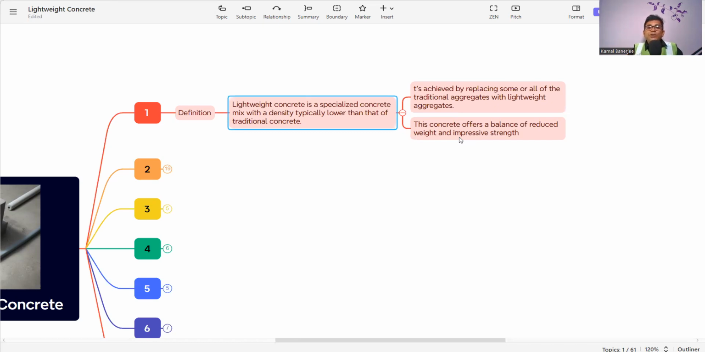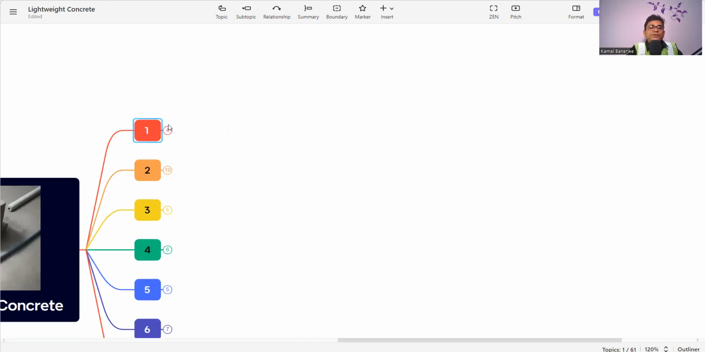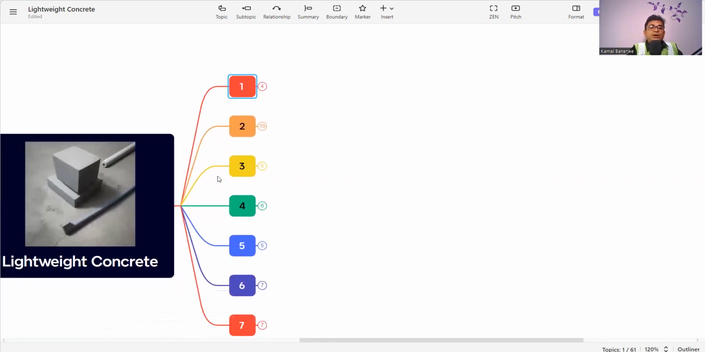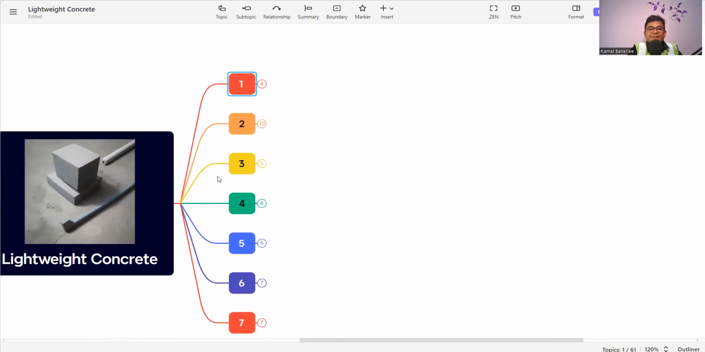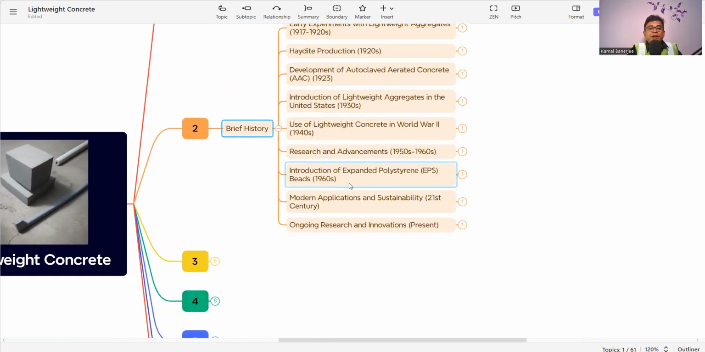So the concrete offers a balance of reduced weight and impressive strength. The strength also we need to fulfill whenever we are replacing the traditional aggregates with lightweight aggregate. There are other ways also to make it, but mainly it is to replace the traditional aggregate with the lightweight aggregate. So this is the definition: the unit weight or density of the concrete being less than the traditional one is called lightweight concrete. Now a little bit of the history, how it evolved.